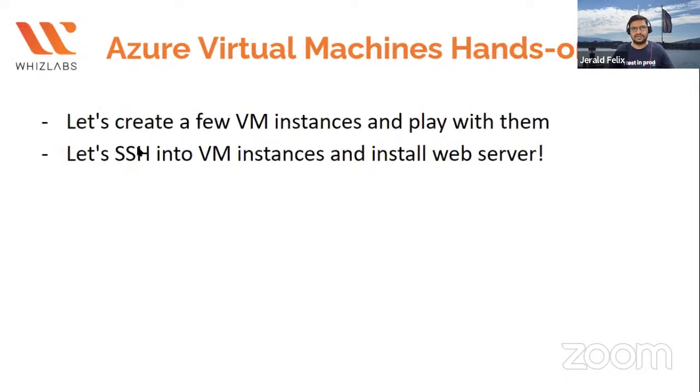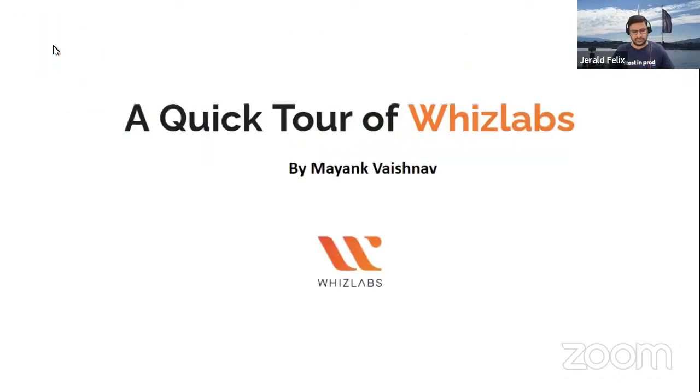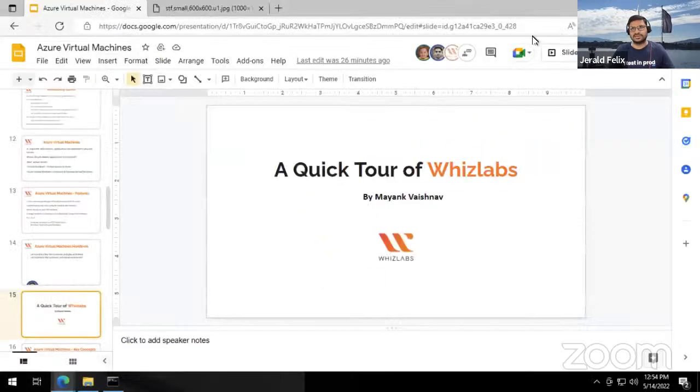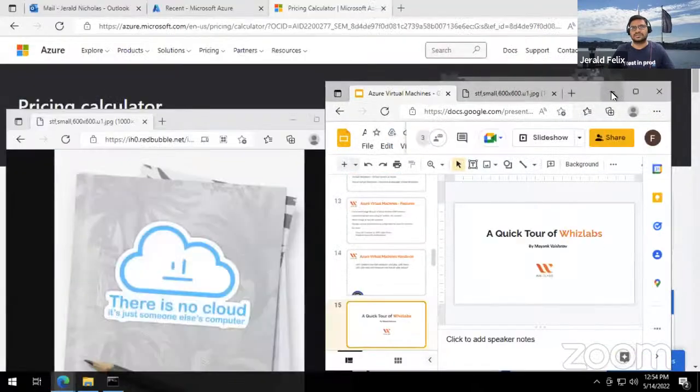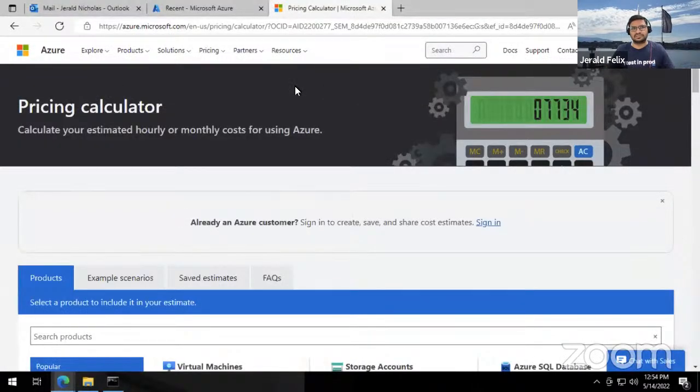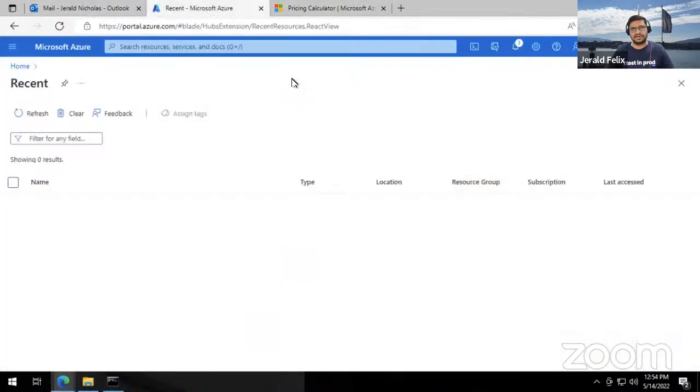So as a part of it, let's create a few VM instances and play with them. Let's SSH into the VM and install the web server. So as I told you in the beginning of this slide, let's get down and dirty.